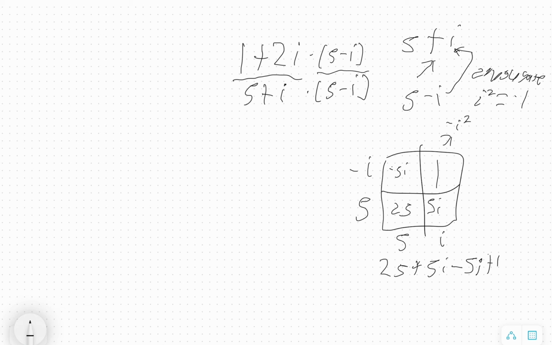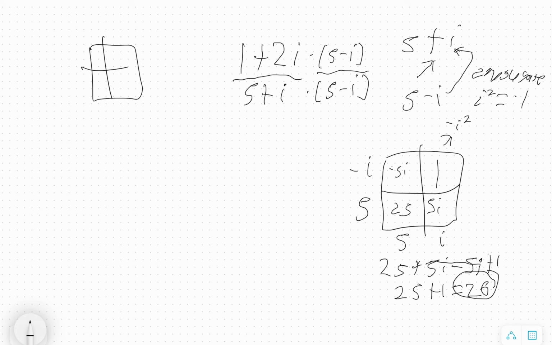5i minus 5i is 0. And then 25 plus 1 is 26. So we did that to get rid of the imaginary numbers. We don't want imaginary numbers in the denominator, actually. We need to get rid of them.